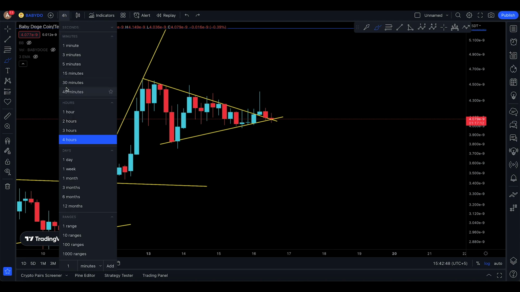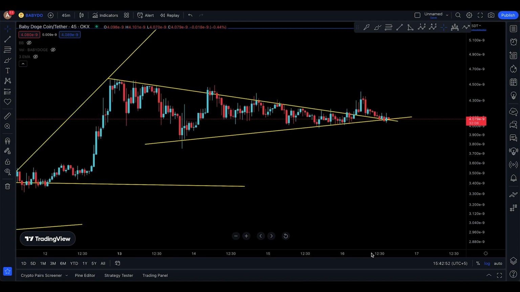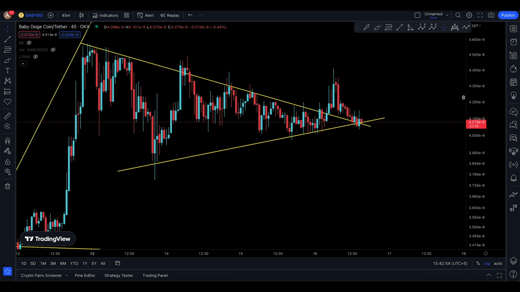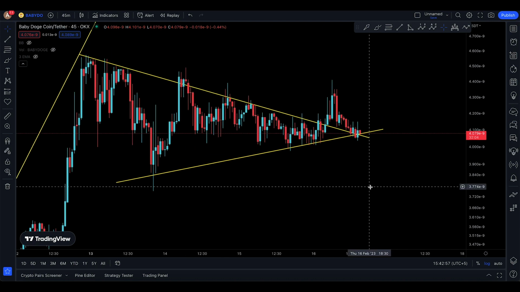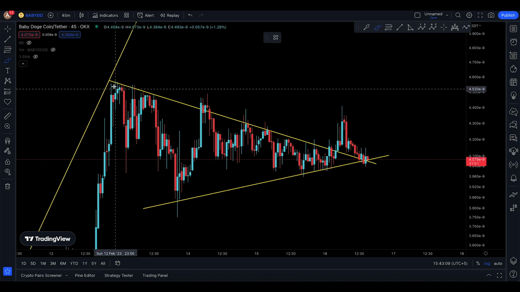Now, what really interests me is the 45 minutes time frame. So look at the 45 minutes time frame, and this is where the whole beauty really is. Look at this. How can you get a picture perfect pattern? I mean, this is a symmetrical triangle, classical break and a retest pattern, and the retest looks amazing to me personally.